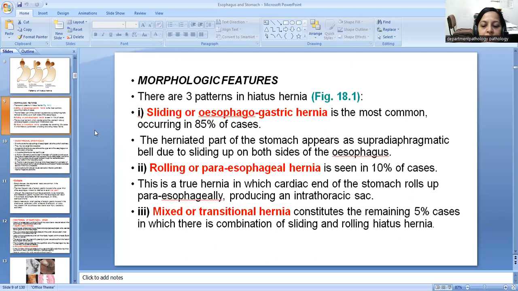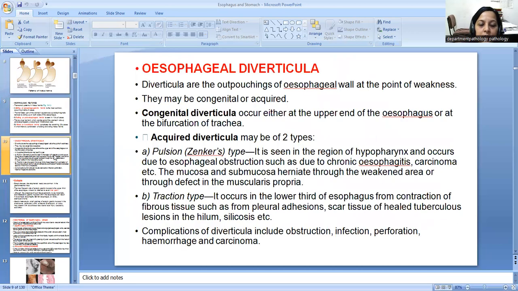The rolling type is seen in 10% of cases, and this is a true hernia in which the cardiac end of the stomach rolls up alongside the esophagus, producing an intrathoracic sac. The third type is the mixed or transitional type, which constitutes the remaining 5% of cases, in which there is a combination of sliding and rolling hiatus hernia. Now the esophageal diverticula.